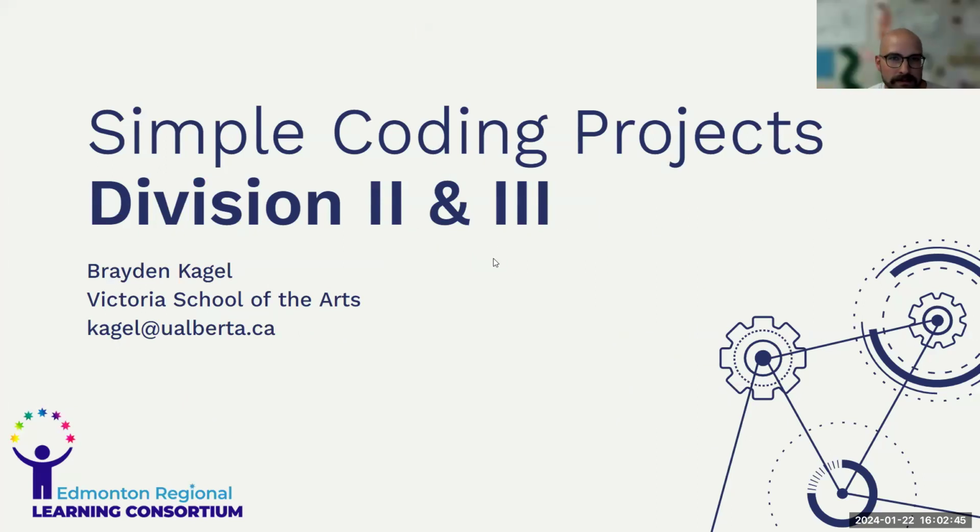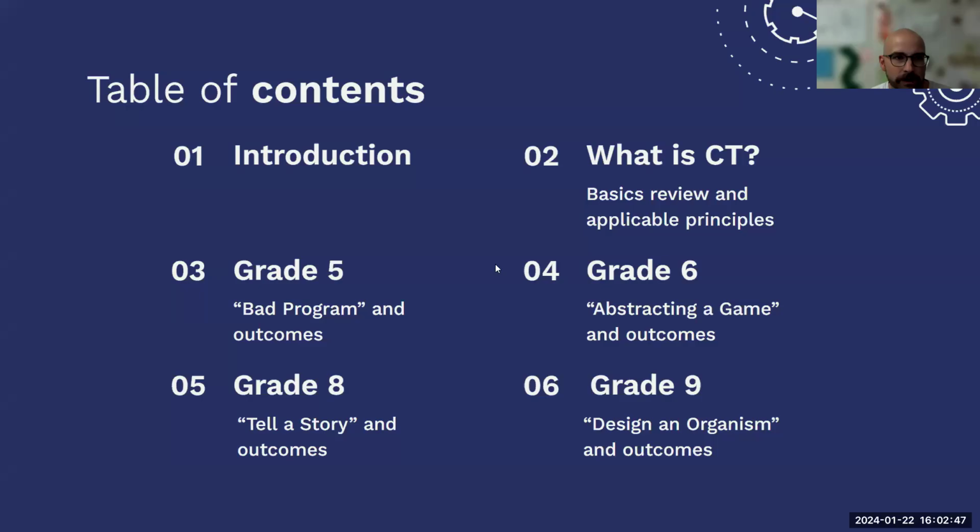Okay. Yeah, so these are simple coding projects. I'm just going to go through what computational thinking is for anyone that hasn't been to my previous sessions. And then I'm going to cover 4 grades just so we're not totally overwhelmed. So grade 5 and grade 6, and then grade 8 and grade 9 in the Div 3 there. By the end of today, I'm sure you can adopt a lot of these for whatever you're doing. I just wanted to focus in on 4 things, and I think that'll take us all the way to an hour.